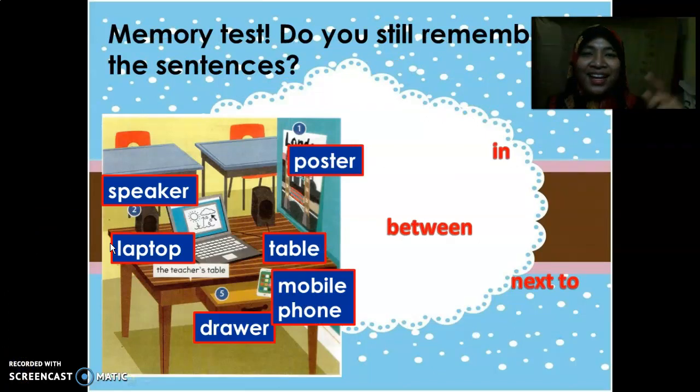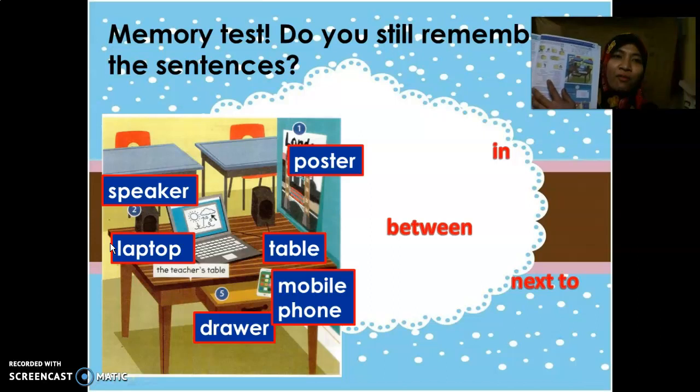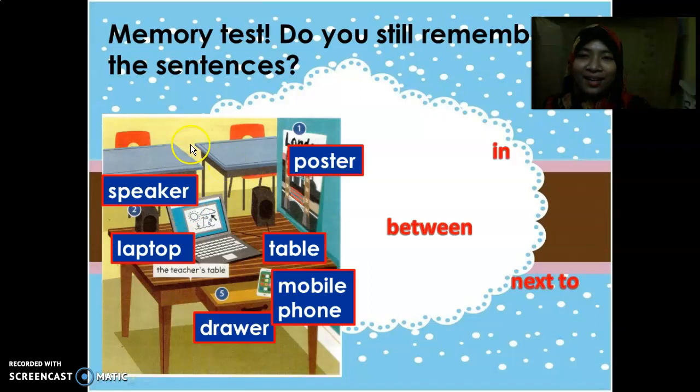Okay everyone. Memory test. Do you still remember the sentences? Awak ingat lagi tak? Okay. Now pause the video. Awak pausekan video ni. Lepas tu cuba ingat balik perkataan. Awak boleh refer pada muka surat 6 ni. Muka surat 6 ni yang ada gambar frogs tu. Okay. Boleh ingat tak in, on, under tu? Awak refer pada gambar. In, on, under, between, next to. Okay. Boleh? Okay, kita cuba.